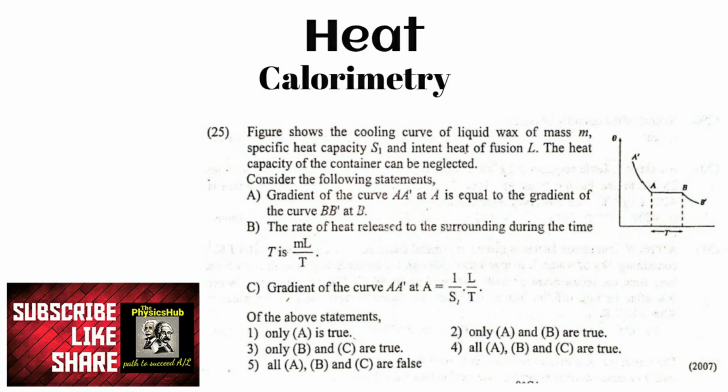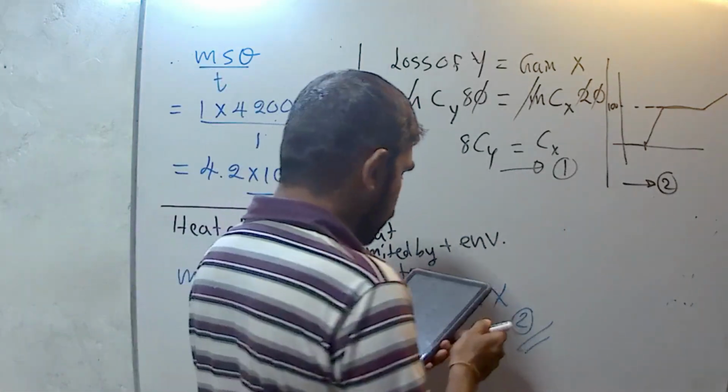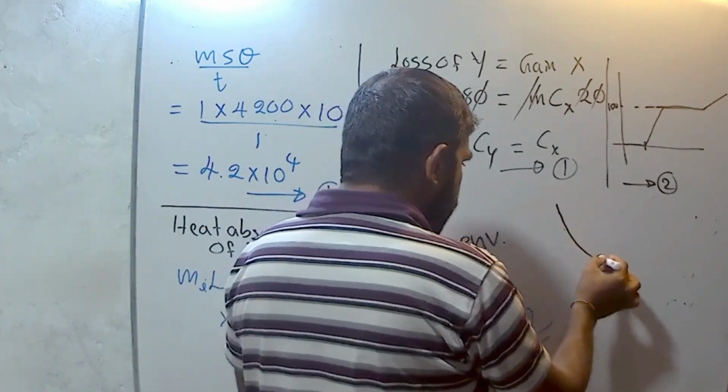The figure shows the cooling curve of liquid wax of mass M, specific heat capacity Cl, and latent heat of fusion L. The heat capacity of the container can be neglected. Consider the following statements. They have given the cooling curve. It is like this.